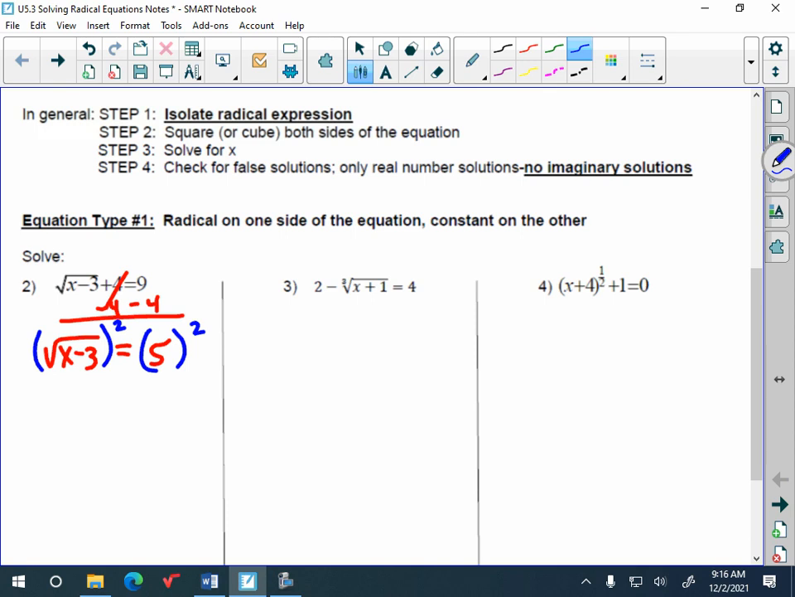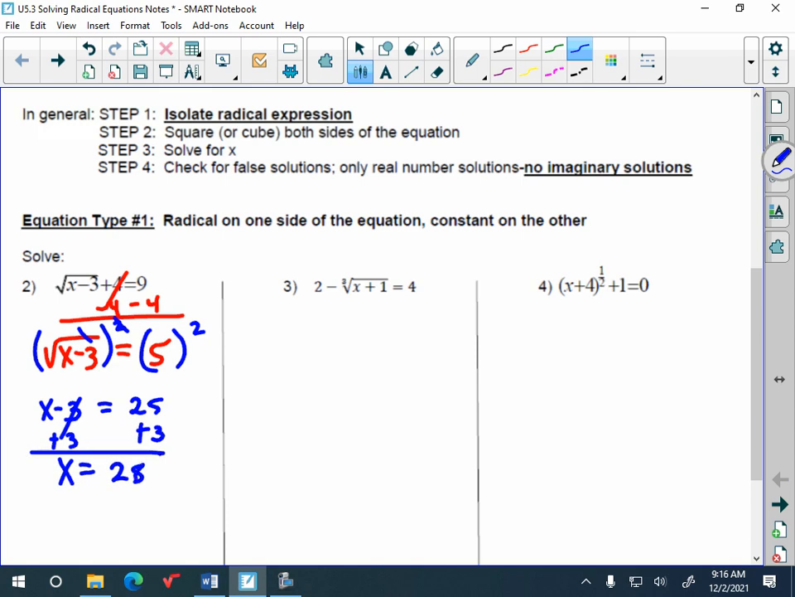So the left side, when you square a square root, they cancel each other out. They're called inverse operations. So then the left side just becomes x minus 3. We got rid of the radical. Equals 5 squared is 25. Now we can just solve for x really easy, add 3 over, and so we get x equals 25. Sorry, 28.